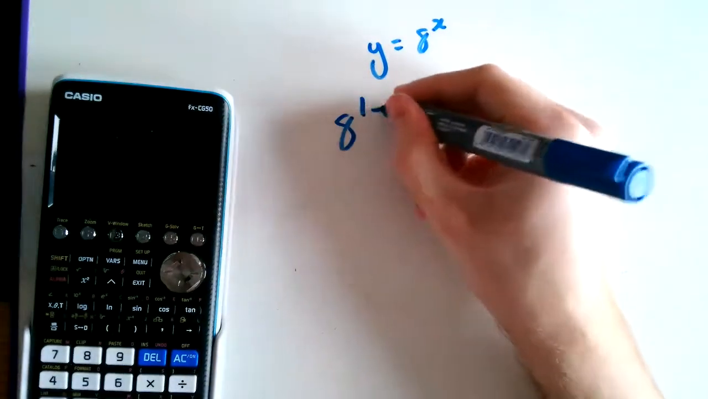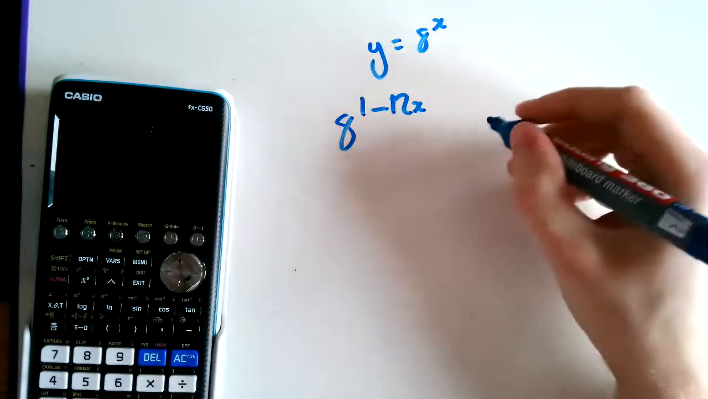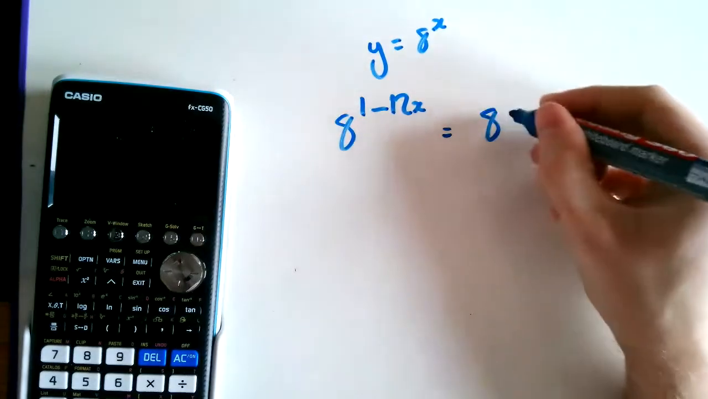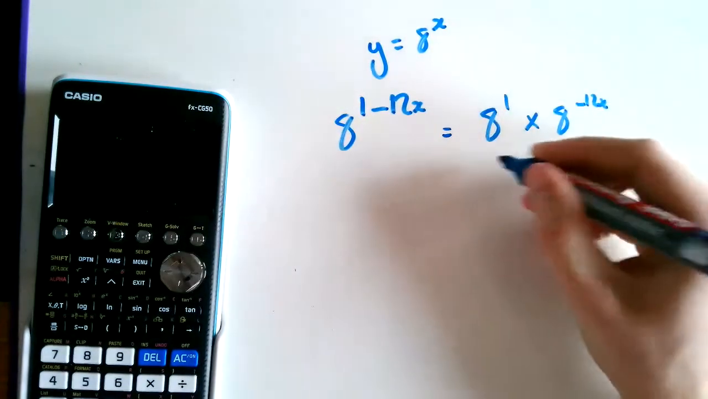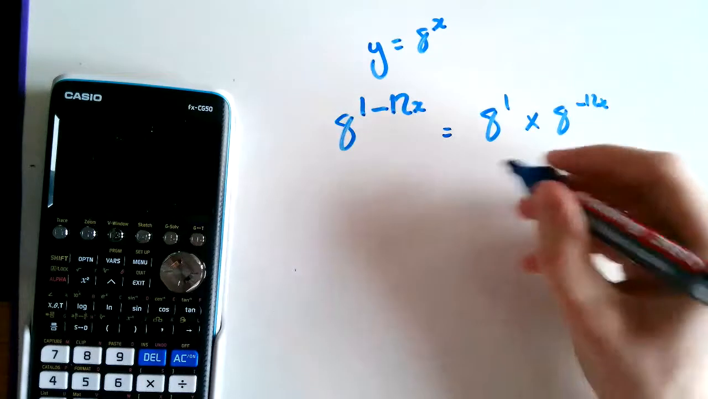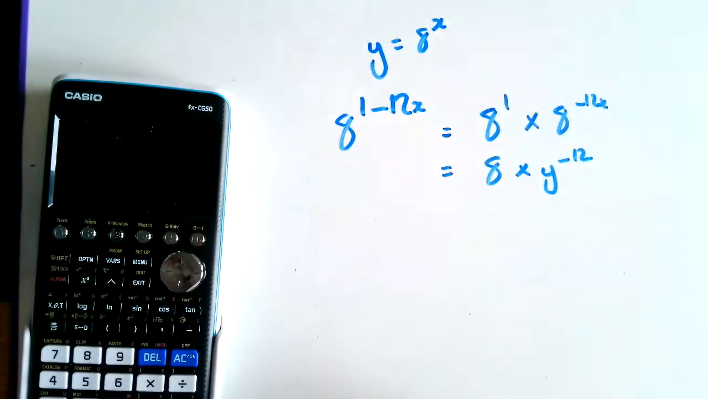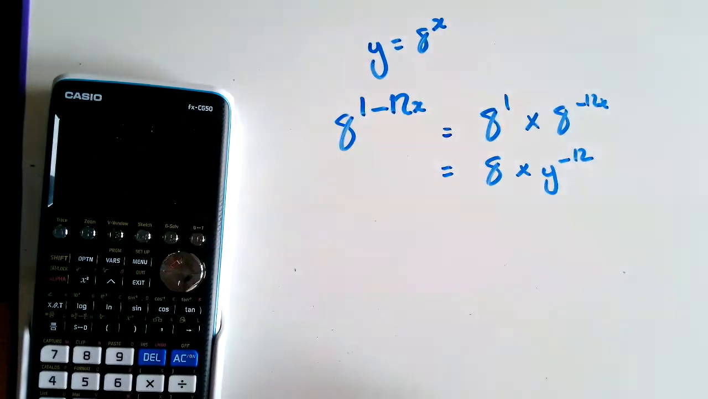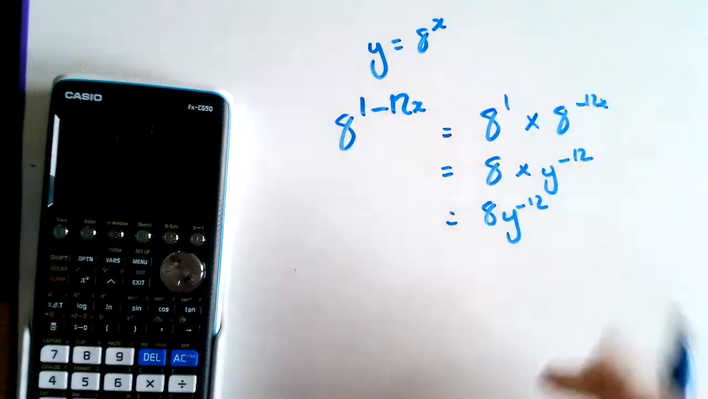8 to the 1 minus 12x. So we get 8 to the power 1 times 8 to the power minus 12x. Or I could do that as divide, doesn't really matter. So that gives me 8 times y to the minus 12, using the same technique as the first one. That's just 8y to the minus 12.